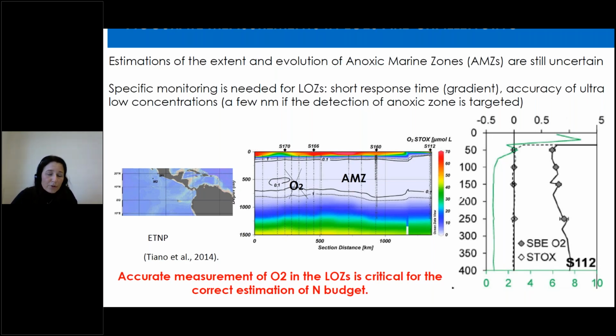Another important conclusion that has been derived from this very accurate observation is that denitrification cannot occur if you have oxygen concentration higher than 1 micromole. So you really need to have almost no oxygen. Just nanomolar concentrations can inhibit the denitrification process. And this new measurement can call for a revision of the global nitrogen budget, and especially of the denitrification, because it seems that denitrification can only occur if you do not have oxygen.